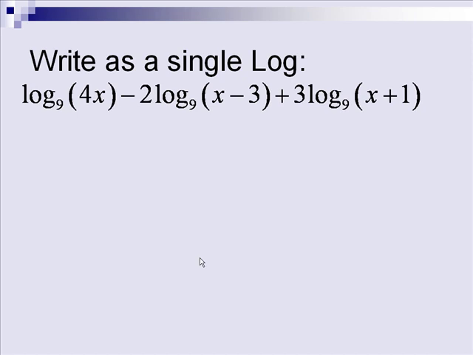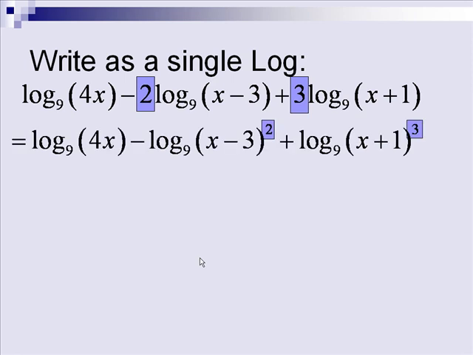Alright, this one's a little trickier, so we want to rewrite this as a single log again. So log base 9 of 4x minus 2 log base 9 of x minus 3 plus 3 log base 9 of x plus 1. Alright, so the first thing I'm going to do is use that exponent rule again. So these numbers out front are going to become exponents. So notice that 2 is now a power of x minus 3. That 3 is now a power of x plus 1.